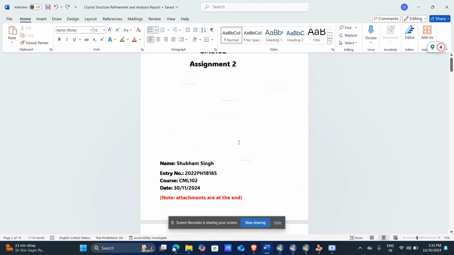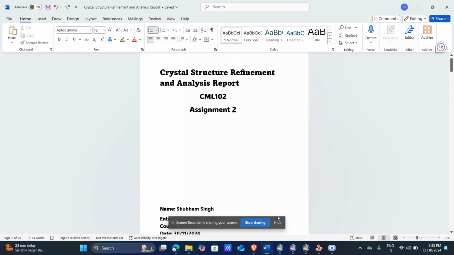Hi, I am Shubham Singh and I will be presenting my assignment 2 of CML 102. Basically, we have to solve and refine the crystal structure using the OLEX software, and also make a crystal packing diagram using VESTA. And using VESTA, we also have to compute the powder diffraction pattern of the given crystal data.